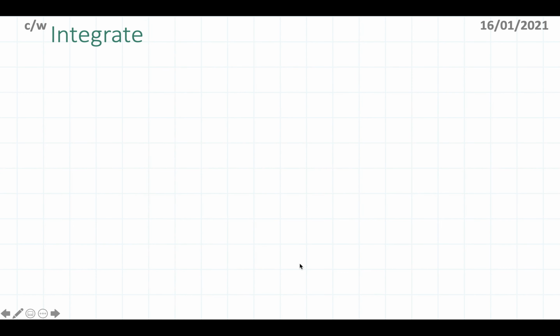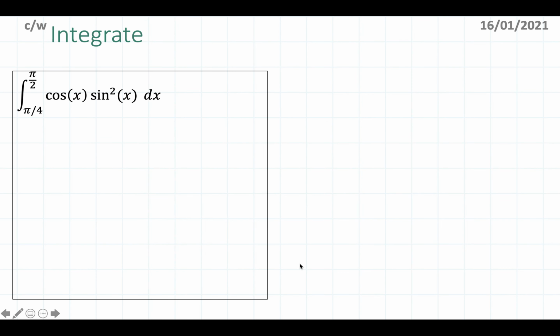Let's do a bit more of a complex question. What if I have the integral of this, which is a big load of maths? Things are being multiplied, cosine and sine, and so on. Here's the trick. Every time you see cosine and sine being multiplied together, you can use the substitution method.